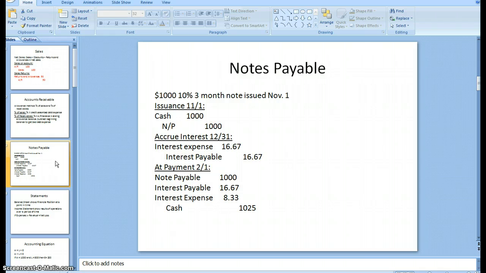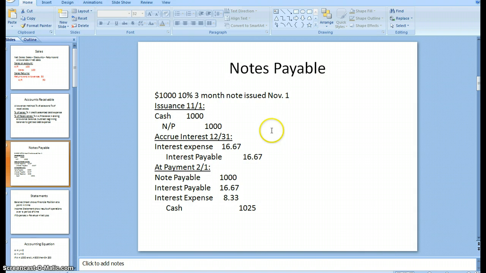Then we go to notes payable. If we have a $1,000 10% 3-month note payable issued on November 1st, at issuance, cash and notes payable. Notes payable is always at the face value of the note. Always. Notice there's no interest in that journal entry until time passes. At the end of the year, we have to do our financial statements, so then we have to recognize the interest expense that has accrued.